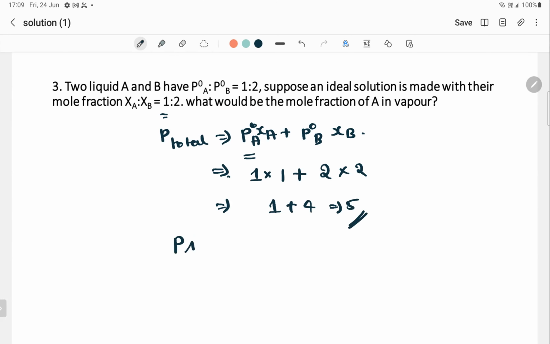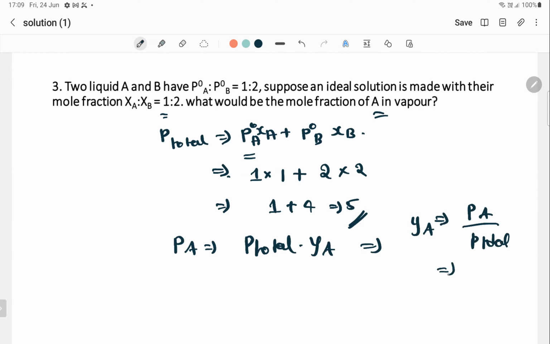Mole fraction of vapor, they have given of A. So PA is equal to P total into YA, which means YA is equal to PA by P total. PA is 1 divided by P total 5. So 0.2 is your YA and YB will be 0.8. Simple problem.